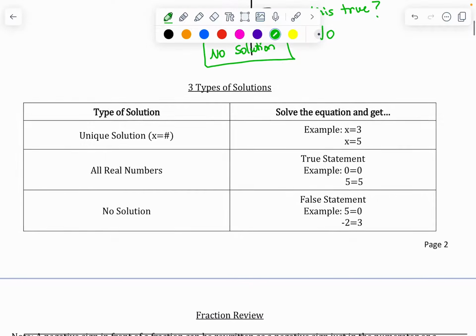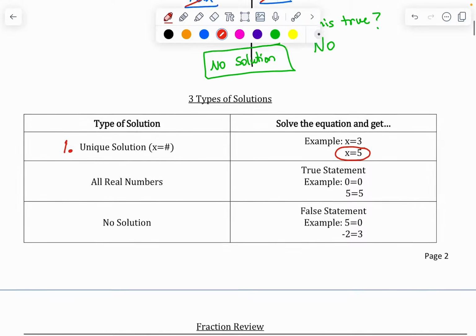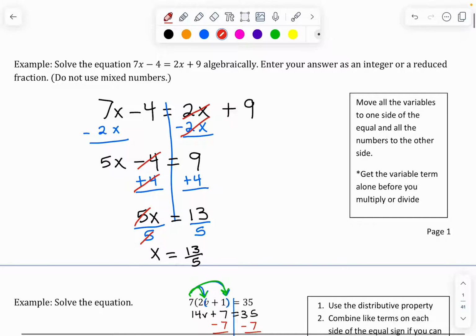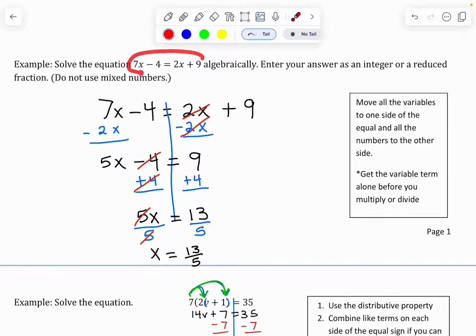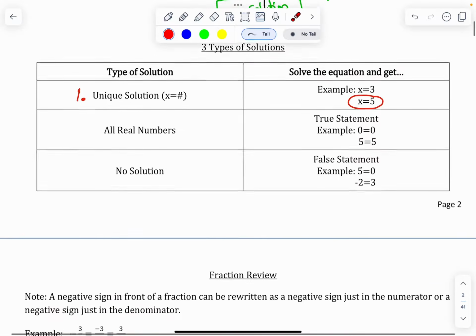So next is the table. And this has a summary of the 3 types of solutions that you get when you solve an equation. So the first type is one unique solution, and that's when you get to the end and you have x equals a number. We did an example like that. If we go back up here, we started out with an equation and we got to the end and we got x equals 13 over 5. So that's an example of one solution.